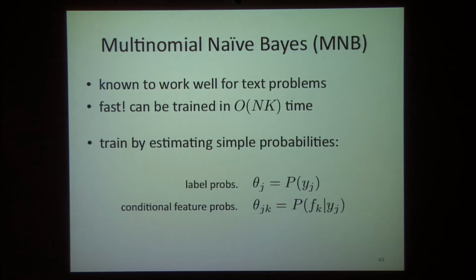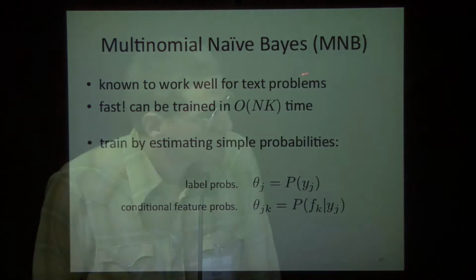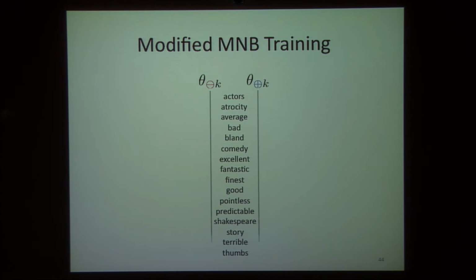So, switching gears back to the talk. The underlying learning model in this case is multinomial naive Bayes. It's known to work well for text problems. It's fast; you can train it in linear time. You simply estimate a label prior probability as well as some conditional feature probabilities. So this is a walkthrough of the modified naive Bayes learning algorithm. Here's our vocabulary of words. We have two sets of parameters: the probability of seeing that word if it's a positive document versus a negative document.